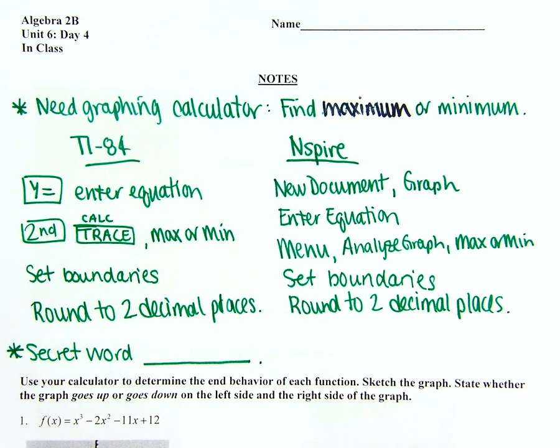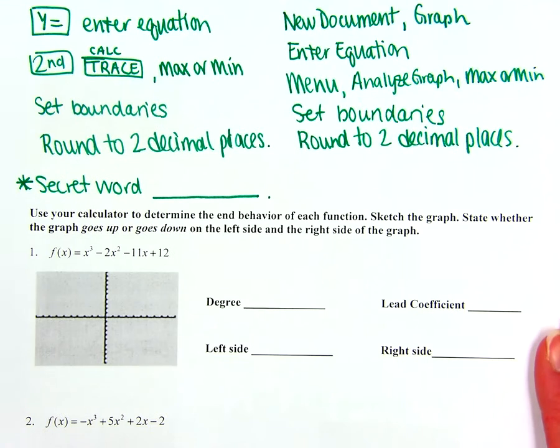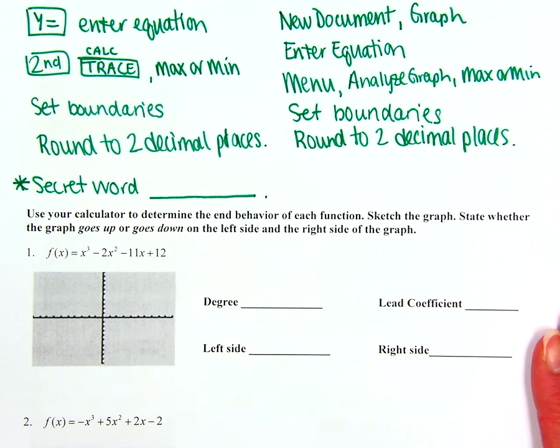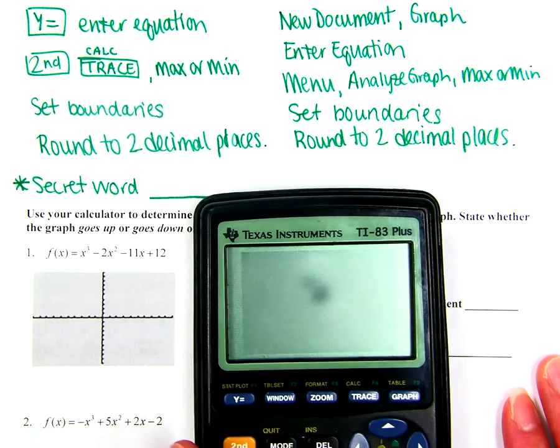Okay, so first thing we're going to do is not really related to this, but you're going to use your calculator to graph, right? We're going to sketch a general graph. It doesn't have to be perfect. And then we have to decide whether the graph goes up or down. That's telling me the end behavior of the graph. All right, so first thing we are going to do is we're going to graph this equation.